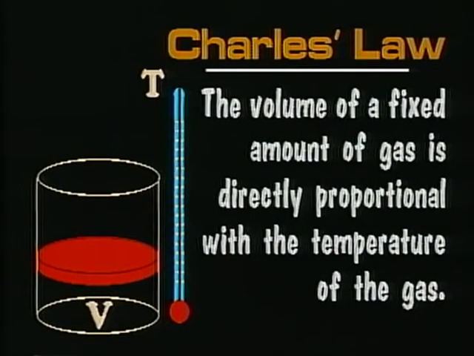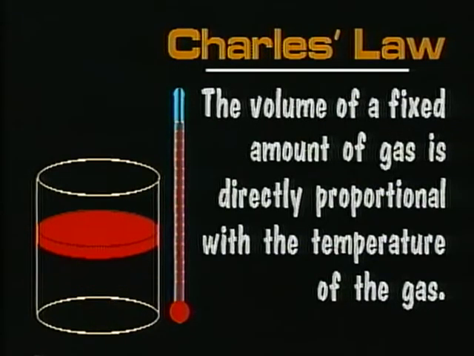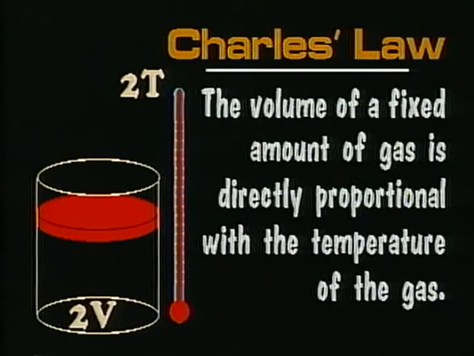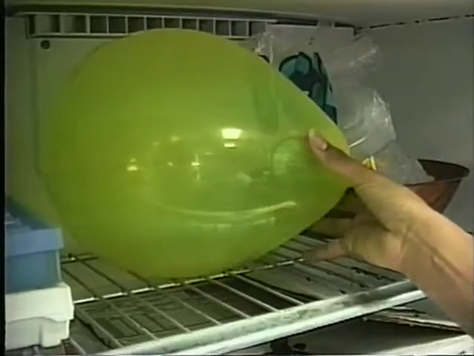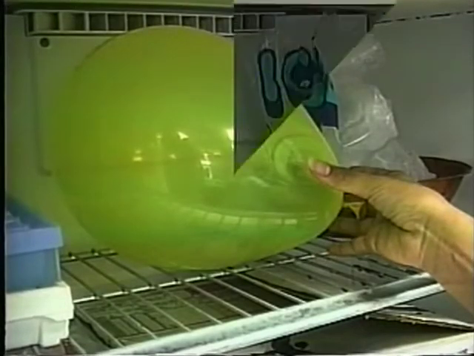Charles's law states that the volume of a fixed amount of gas is directly proportional to the temperature of the gas. If you put a balloon in the freezer, what happens? A decrease in temperature results in a decrease in volume of the gas inside the balloon.